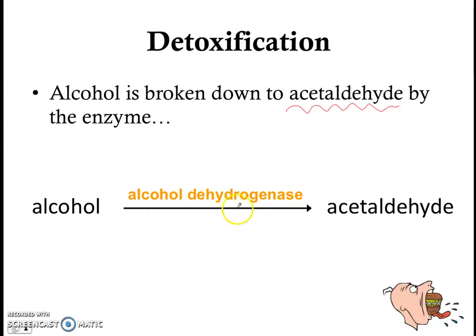Now unfortunately, you need to know the name of this enzyme and the name of what alcohol is broken down to. Right, so commit it to your memory. Alcohol is broken down by alcohol dehydrogenase. Alright, basically hydrogen is taken out and it becomes something called acetaldehyde. Acetaldehyde.